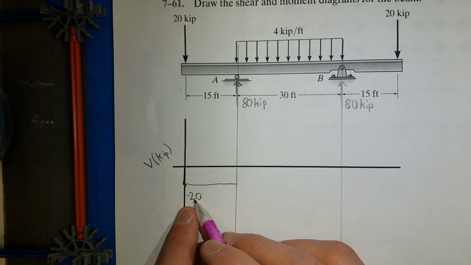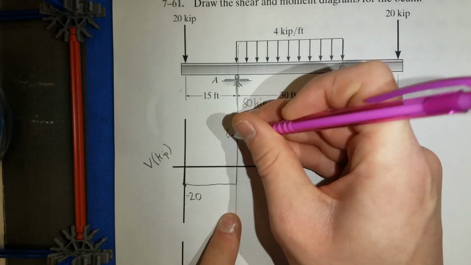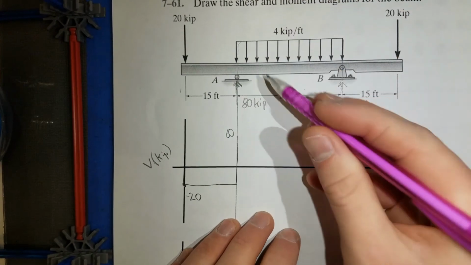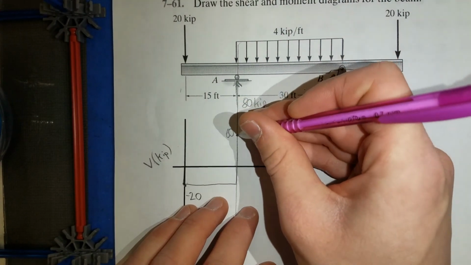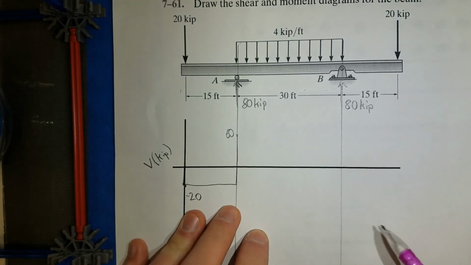So we're starting at negative 20. Going up 80 kips is going to take us to a positive 60. Does anybody have any questions so far about this? Okay. And then now we're here at the positive 60. We need to go and find out where this is going to go from here on out.